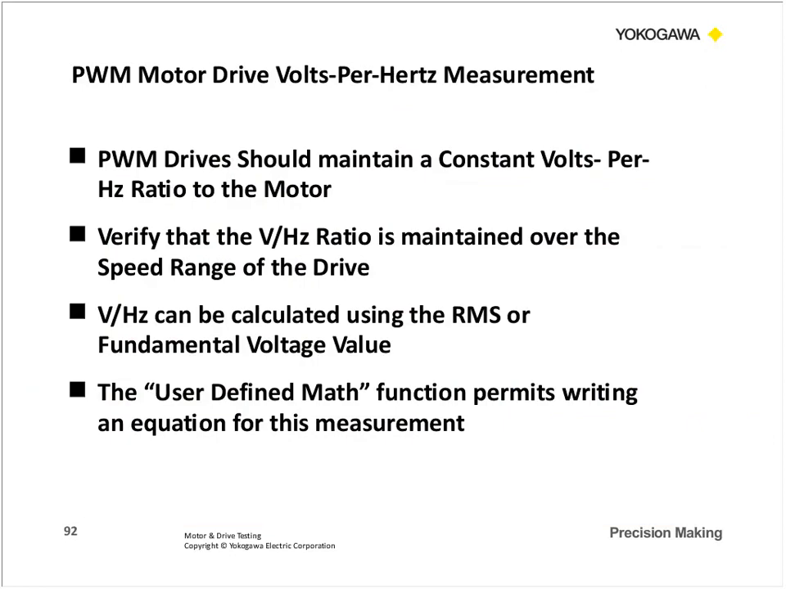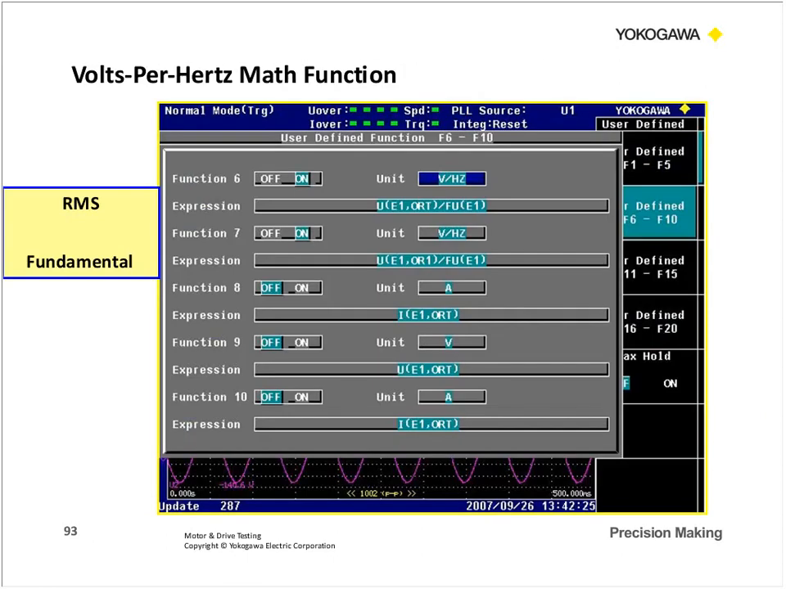Another measurement we might want to take is what we call volts per hertz. Your drive should maintain a constant volts per hertz ratio over its operating speed. And so we want to verify that volts per hertz ratio. And you can calculate this based on RMS or fundamental voltage. We're just looking at the ratio. And we can do this in the user-defined math function. And here's an example of the user-defined math where we can do based on the RMS or the fundamental voltage.